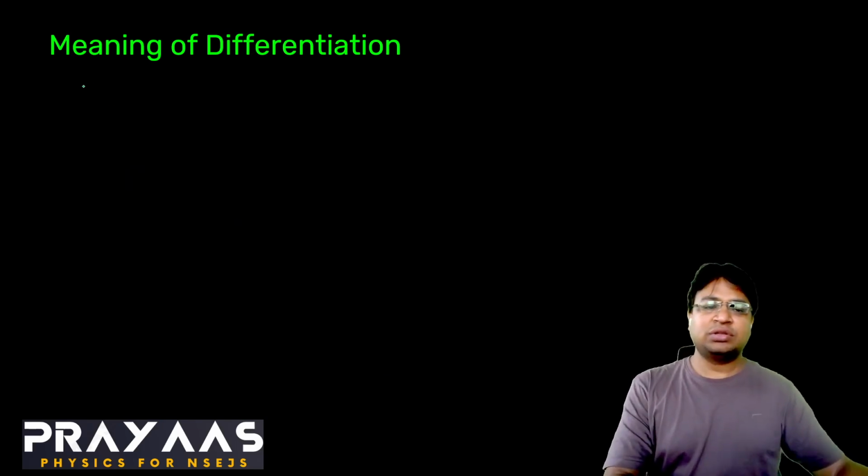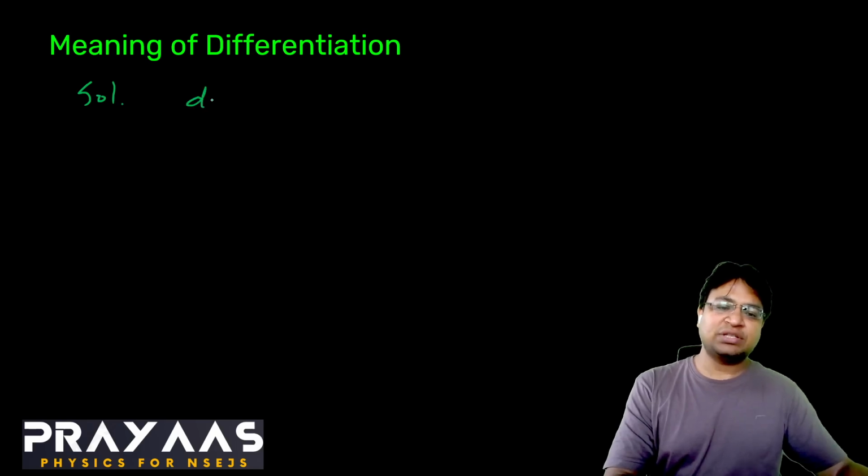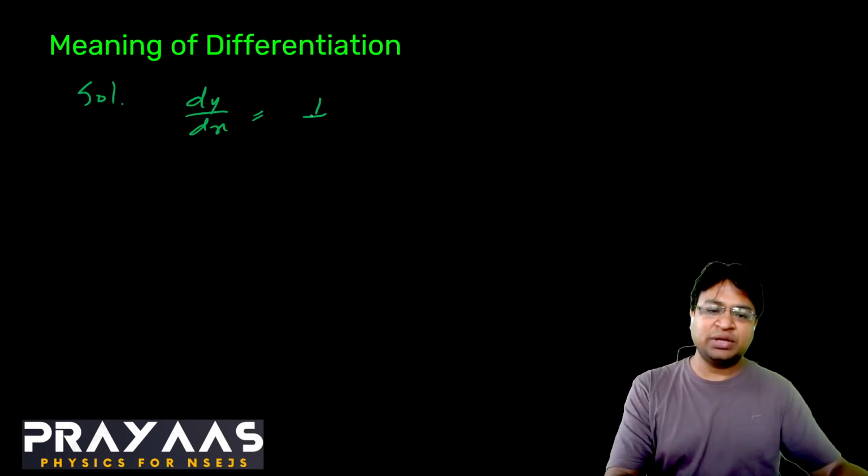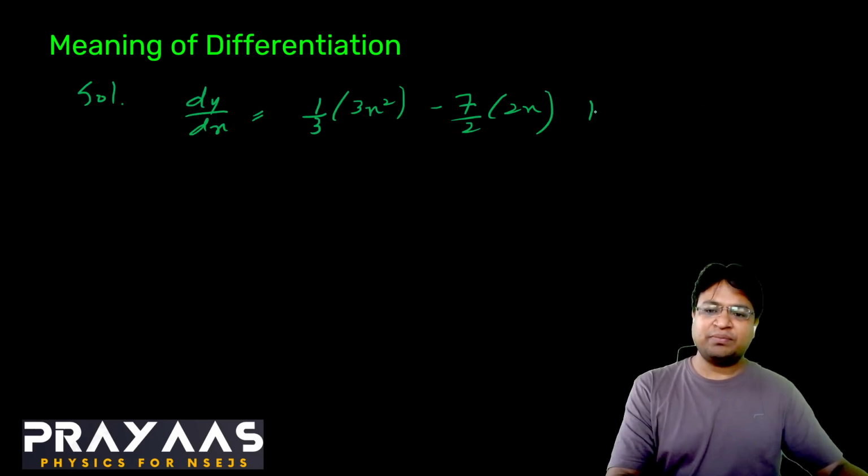Okay. So the solution would be that we calculate dy by dx. The dy by dx would be 1 by 3 into 3x square, then minus 7 by 2 into 2x, and then plus 10. And now let's equate this to 0.